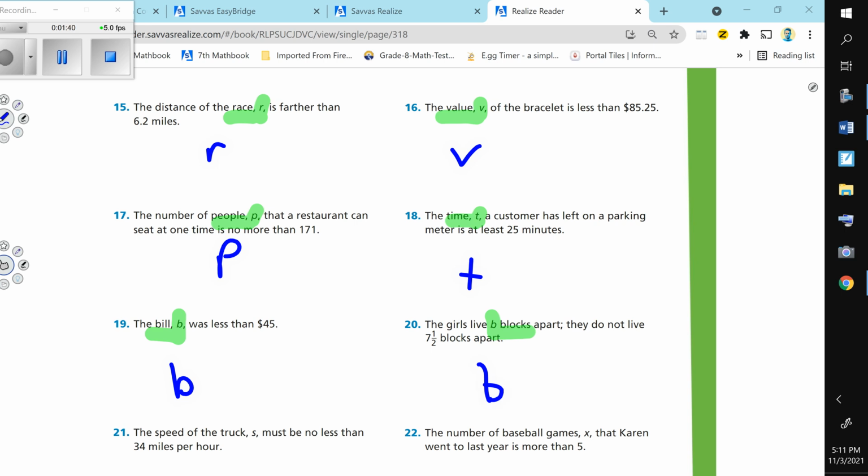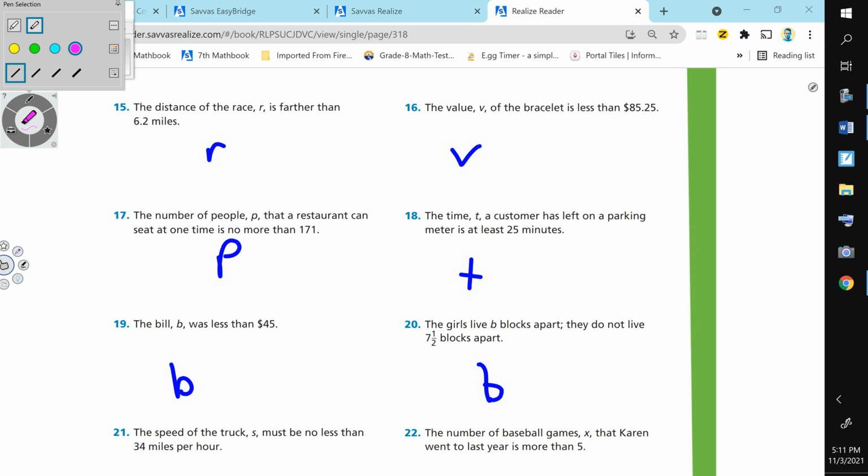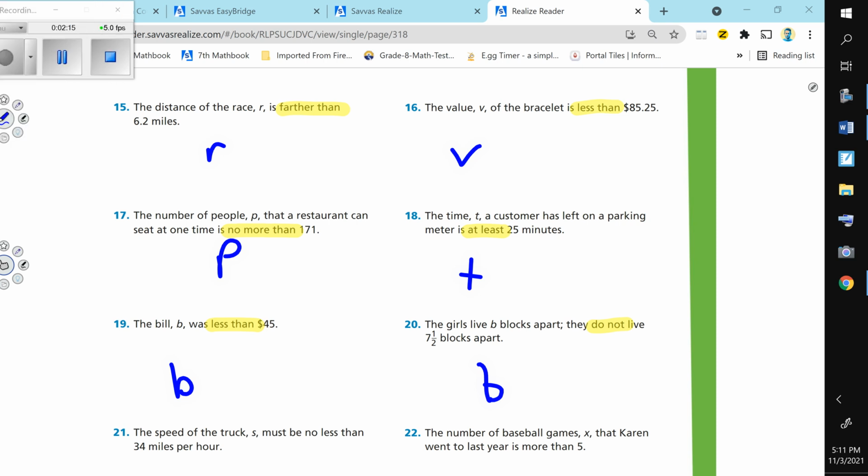Now, number 15. Now that I've highlighted the variables, let me highlight the phrases that we're going to be looking at that will help us determine what inequality we should use. Farther than, no more than, less than, do not, at least, less than. Even though most of these do represent a specific sign, I want you to understand it so that no matter what side the variable's on, you'll know which one to use.